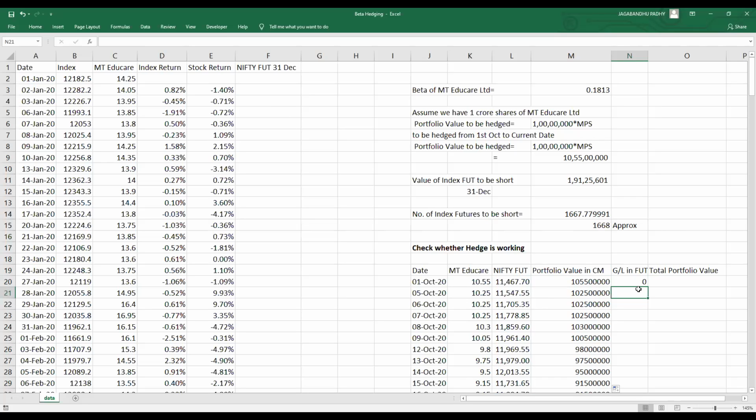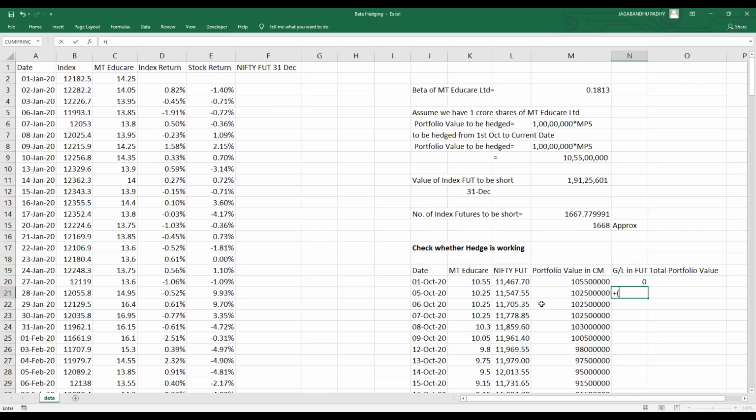How will I calculate the gain or loss? Portfolio value minus portfolio value. No. If we've shorted the futures at 11,467, then every time there is an increase in the price, it is a loss for us. So we take that difference amount and multiply it by the number of futures we have short.